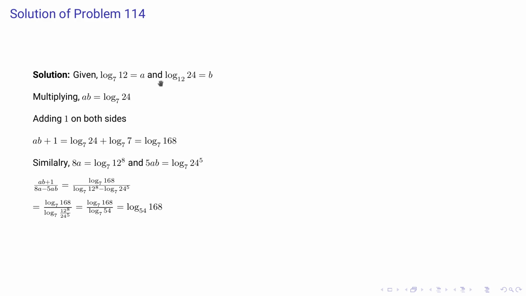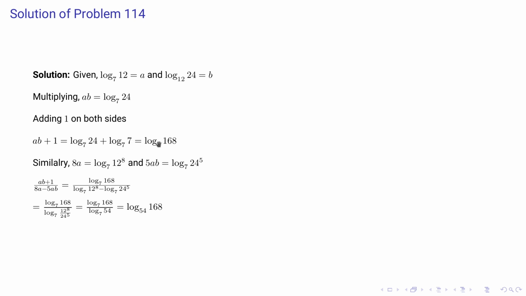So we multiply a and b, we get log of 24 with base 7, because 12 is here and 12 is here. That is, in one case it is in the number and in one case it is in the base. So if you multiply, both will be removed and it will become log of 24 with base 7. Now if we add 1 to both sides, we can write 1 as log of 7 with base 7.